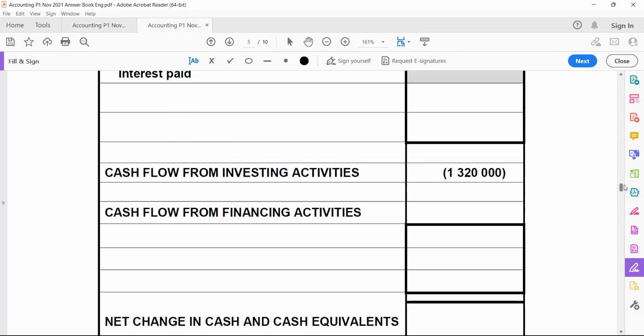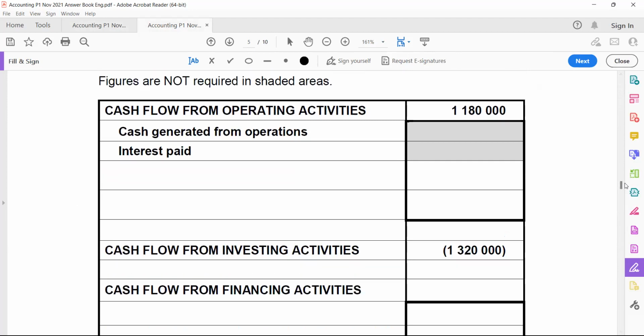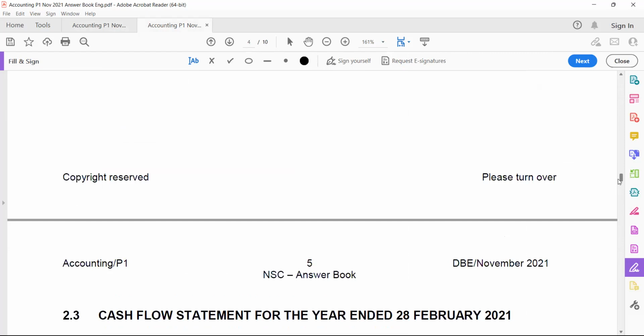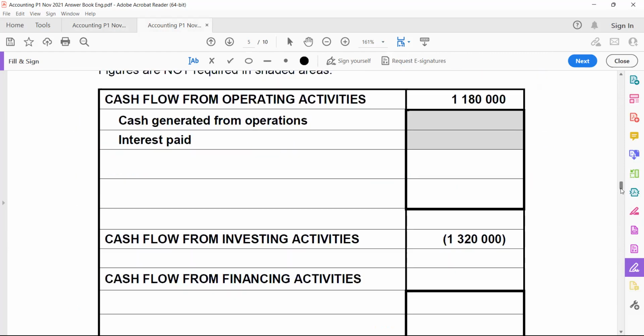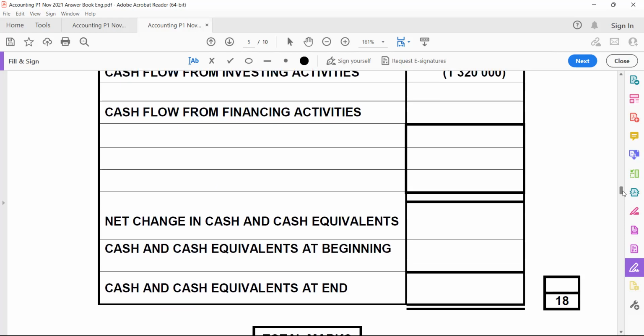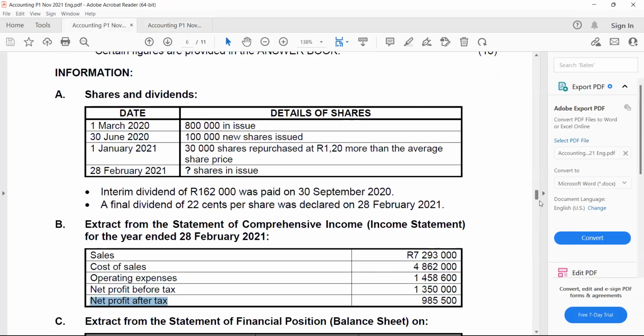Now, what's nice is we have some balances here. Okay, so before I start on any of the sections, I want to have a look and see where I can get easy marks. And generally, we know the cash flow from investing section is sorted. We don't have to do that. We have to do operating and financing. And then we need our opening and closing balance for cash equivalents. So I'm going to check if we have that.